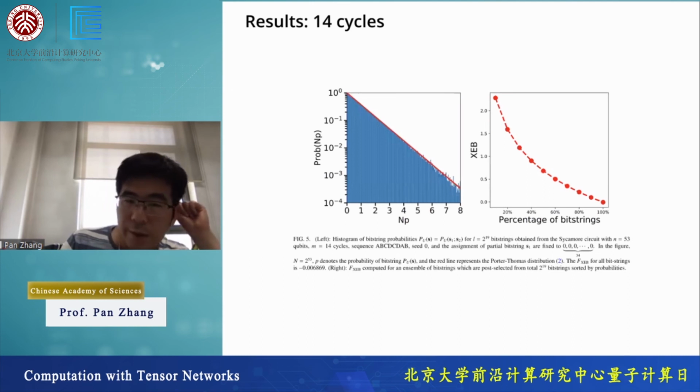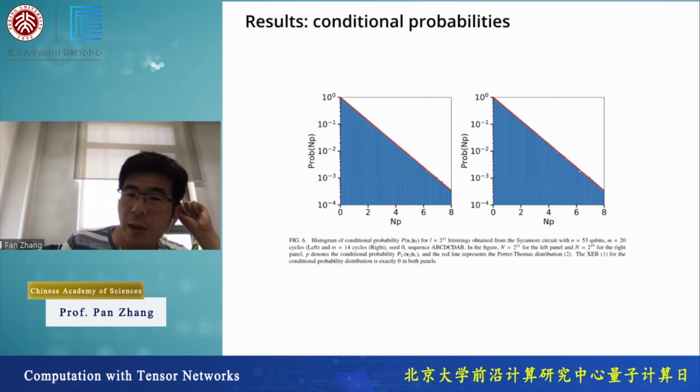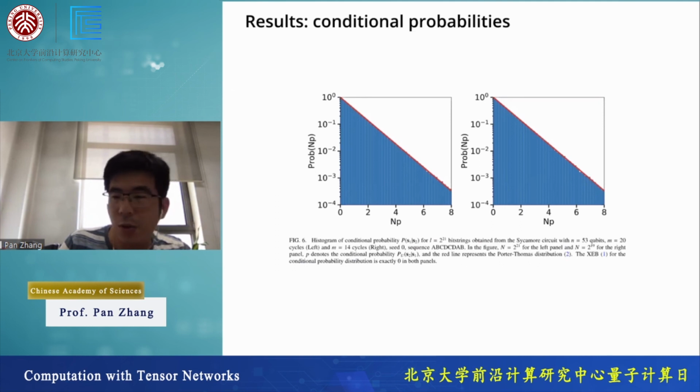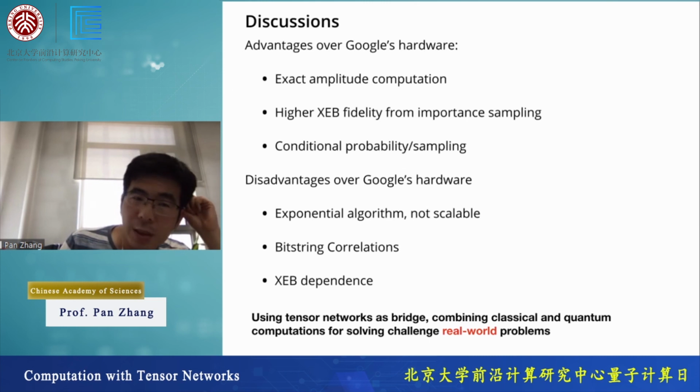Okay, we have similar results for the circuit with 14 cycles, and we can do some experiments. We also have some results on the conditional probabilities, which is difficult for quantum circuits to do, but due to time limit, I'm going to skip this. So let me go to the discussions.